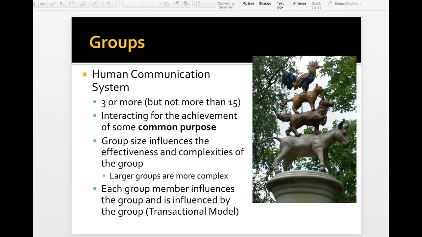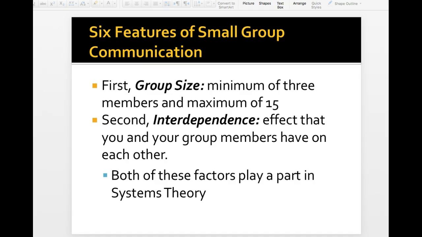That's a small group. There are 6 features of small groups, and the first we've talked about is the group size. So a minimum of 3 members and a maximum of 15. And second, this is a term we talked about with your service project, the interdependence. So you have the effect that you and your group have on each other. Both of these will play a part of a theory we're going to talk about in a minute called systems theory. Those are 2 of the 6 features of a small group.